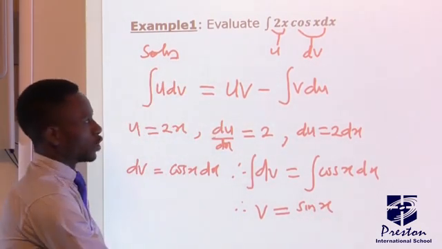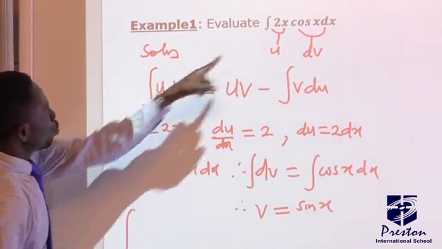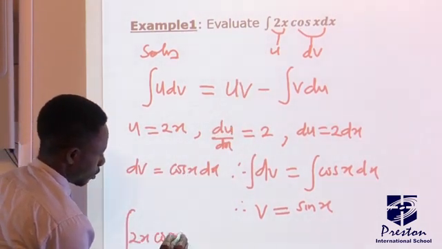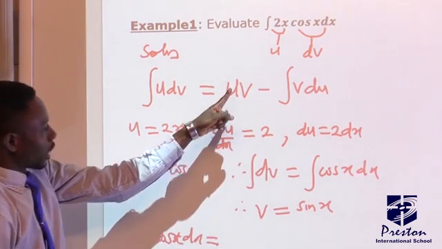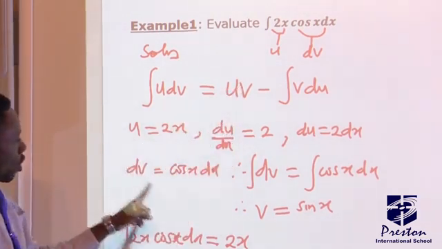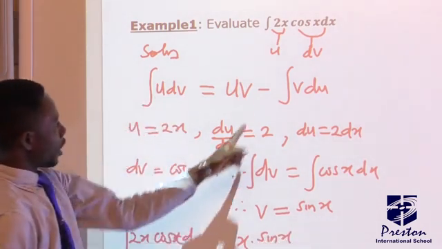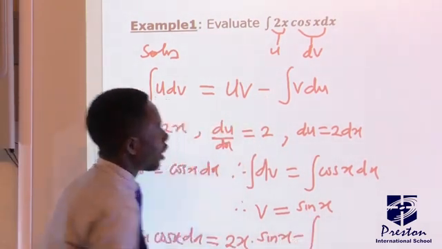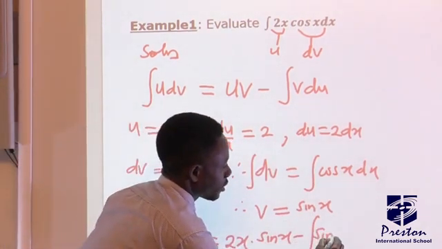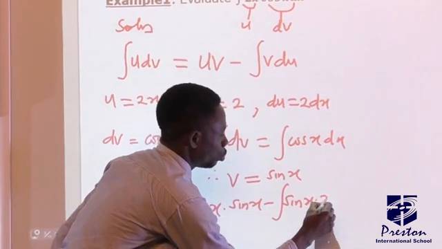Let us now find a way of returning all this back to our normal formula. We have the integral of u dv, which is the integral of 2x cos x dx, now equal to what is our u? We got our u to be 2x, times v. We got our v to be sin x. So that means times sin x, minus the integral of v. What is our v? We still have our v to be sin x. And our du, don't forget the du is equal to 2 dx, which is times 2 dx.